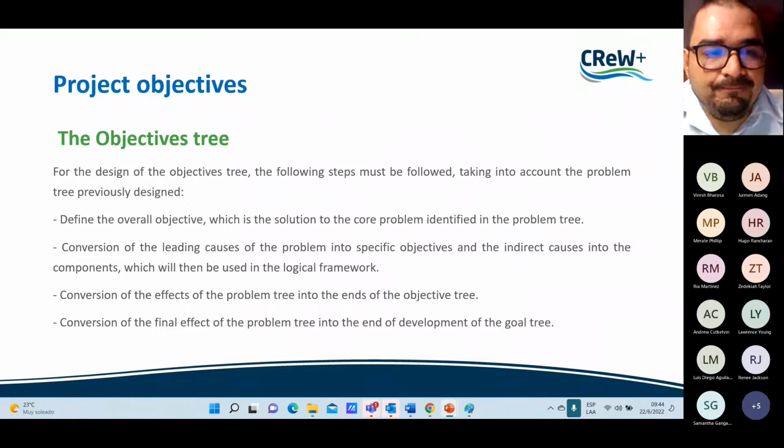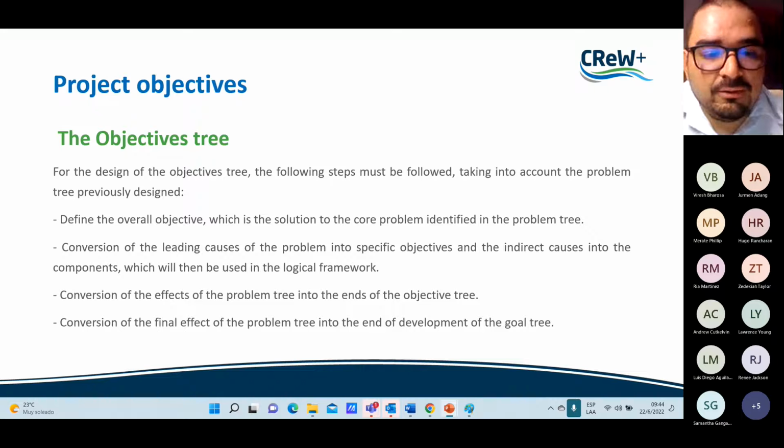The objective tree. For the design of the objective tree, the following steps must be followed, taking into account the problem tree previously designed. First, define the overall objective, which is the solution to the core problem identified in the problem tree. Then, convert the leading causes of the problem into specific objectives and the indirect causes into the components, which will then be used in the logical framework that we're going to see next class.